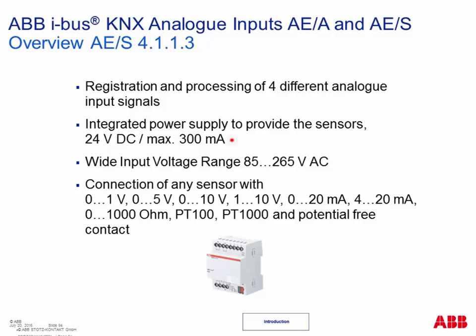Additionally, we have integrated the power supply, 24 volt DC, with up to 300 milliamps. Also, the device has a wide voltage range input, and we can use a wide range of sensors. So between 0 and 1 volt, 0 to 5, 0 to 10, 1 to 10, 0 to 20, 4 to 20. Also temperature sensors between 0 and 1000 ohm, PT100, PT1000, and also potential-free contacts. And then it converts these analog signals into KNX telegrams.